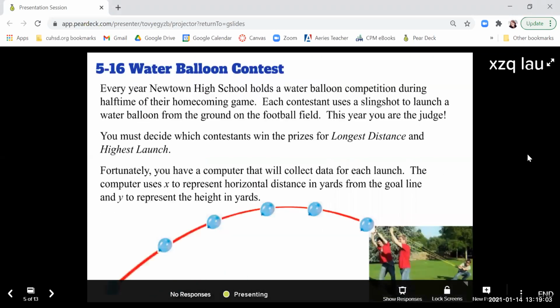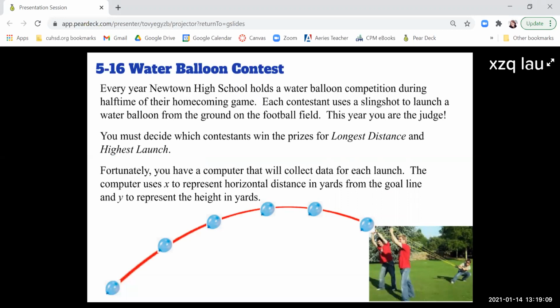All right, so here's a nice visual of a water balloon launch. Every year, Newtown High School holds a water balloon competition during halftime of their homecoming game. Each contestant uses a slingshot to launch a water balloon from the ground on the football field. This year, you are the judge. You must decide which contestants win the prizes for longest distance and highest launch. Fortunately, you have a computer that will collect data for each launch.